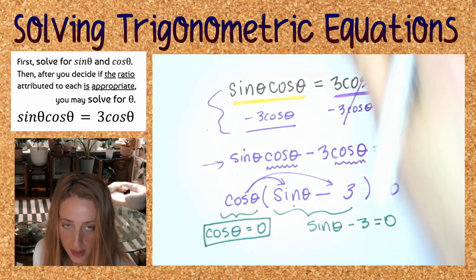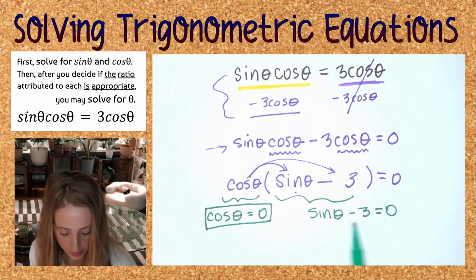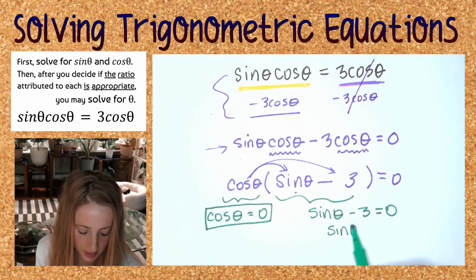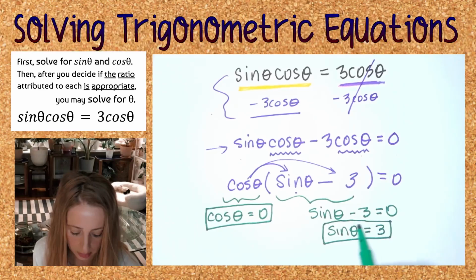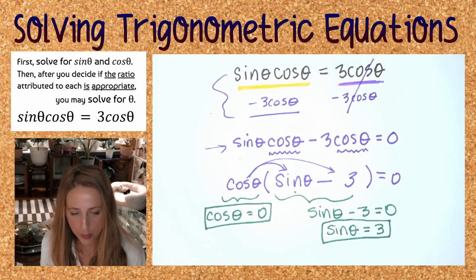And this one, one more step. Come on, you got it. Add 3 to both sides. Sine theta equals 3. So we're done up to there. Now, layer 2. Are the ratios appropriate?